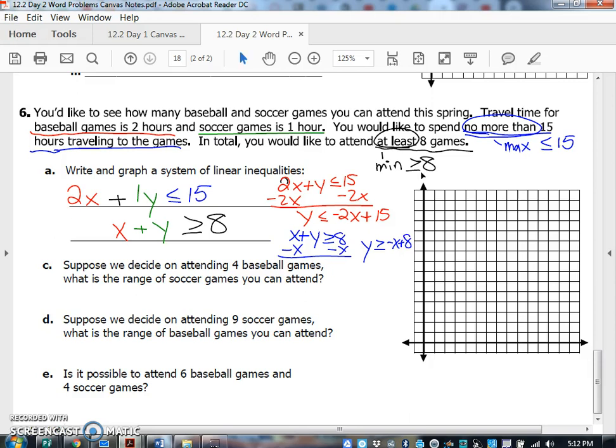My x value here is the hours the baseball game travel. So we'll call it baseball travel. Or actually, it's the number of baseball games, right? The number of games determines the amount of time I spend traveling for baseball games. And the other one is going to be our soccer games. And I should probably have that in green to color code.